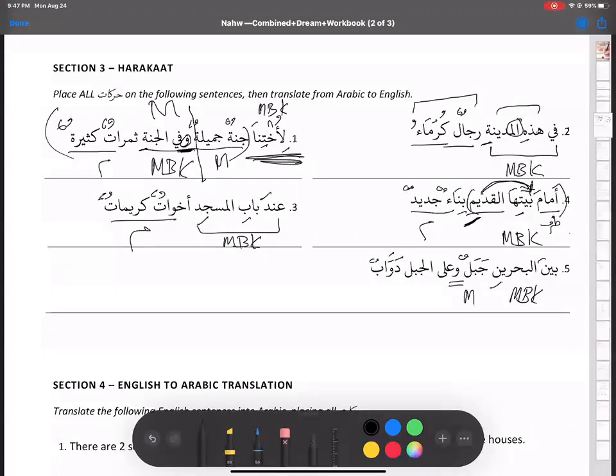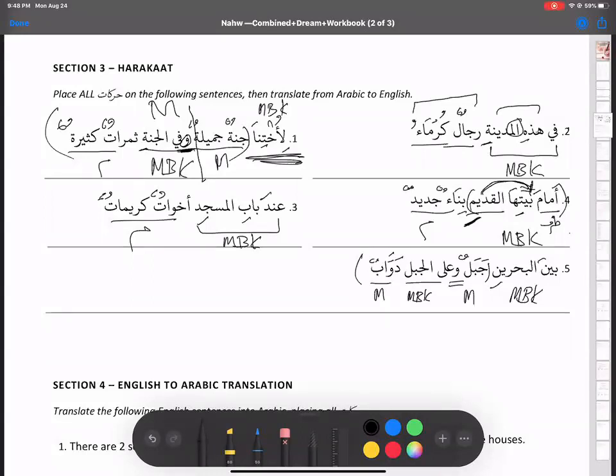So how are we going to translate and how are we going to label it first? The first one is MBK, and then the whole thing is also Mubtada. There are two MBKs here. Jabalun wa alal Jabali Dawabun, the whole thing is Mubtada. Wa is ataf and alal Jabali is jar majroor, MBK. And Dawabun is Mubtada.